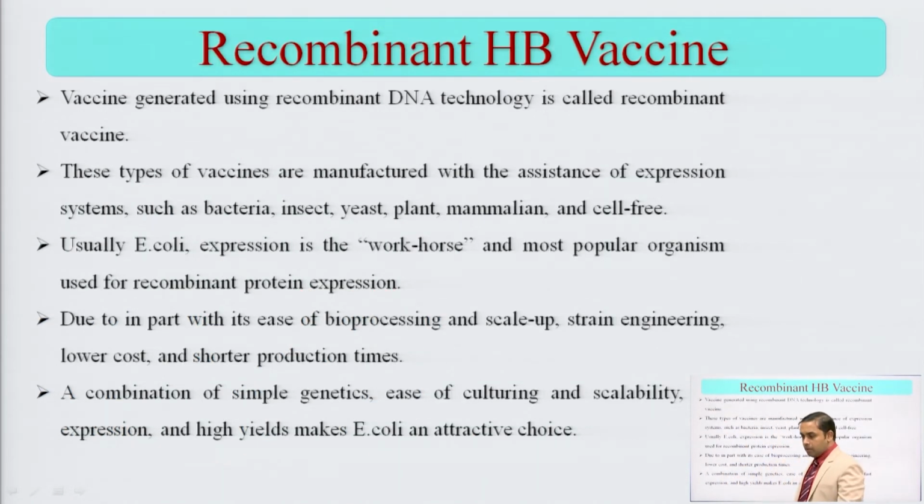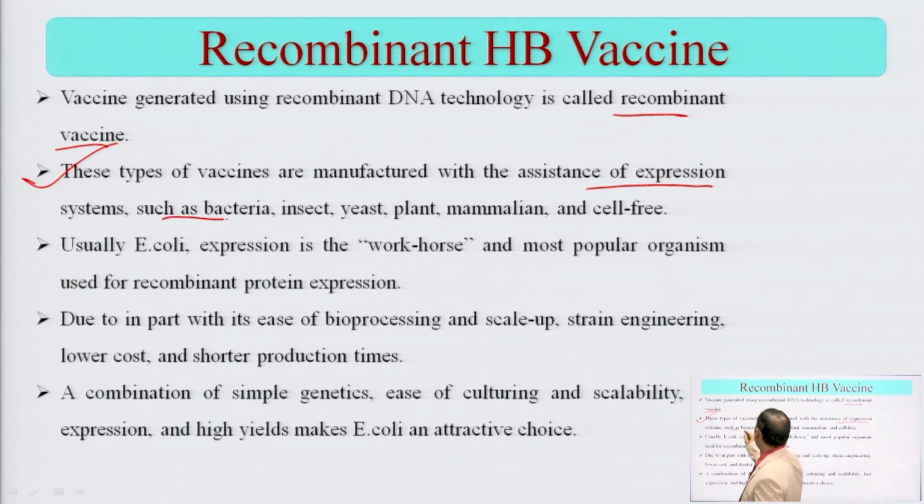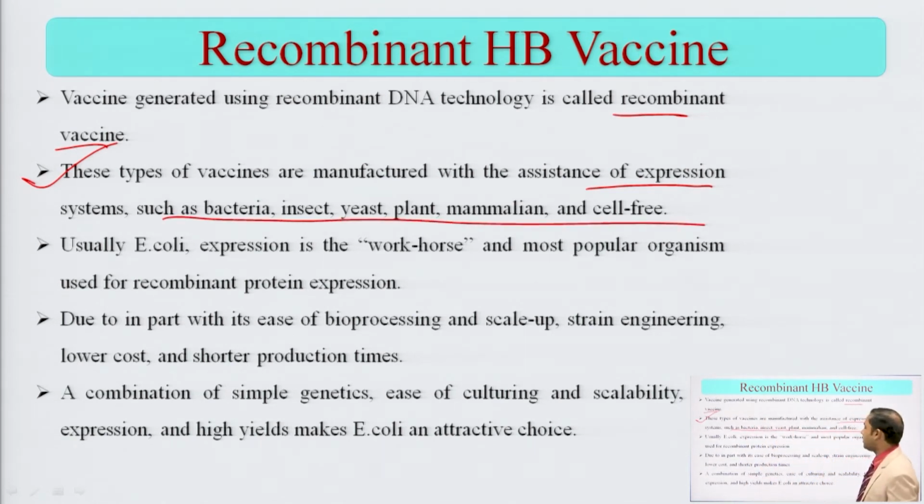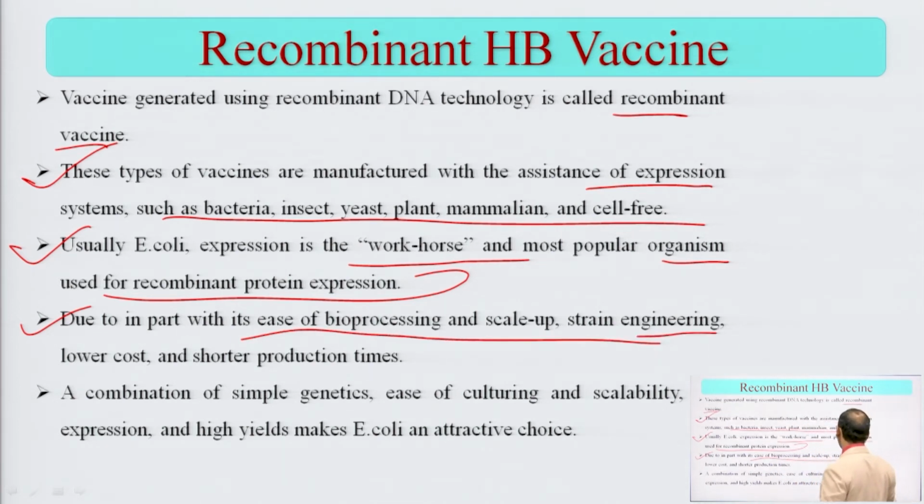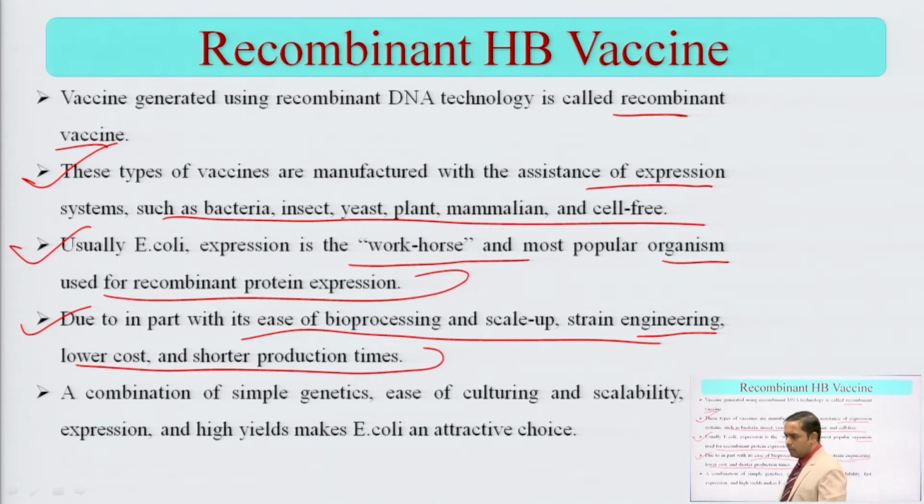So, the vaccine generated using recombinant DNA technology is called a recombinant vaccine, and these types of vaccines are manufactured with the assistance of expression systems such as bacteria, insects, yeast, plants and others. E. coli expression is the workhorse and most popular organism used for recombinant protein expression, due in part to its ease of bioprocessing, scale up and strain engineering, lower cost and shorter production time. See, this process is much easier, that is why people prefer it, and the cost is very low and a short production time is required.